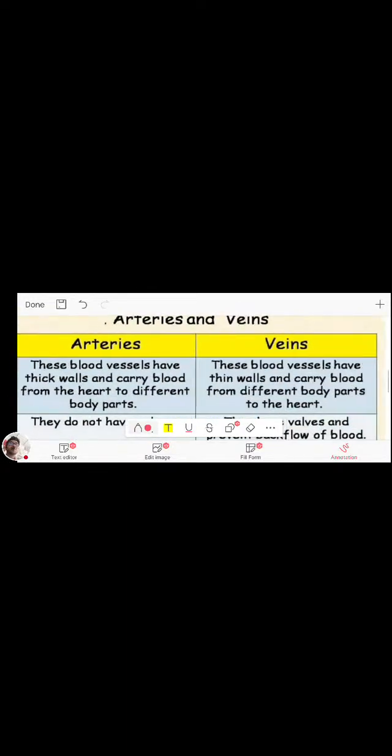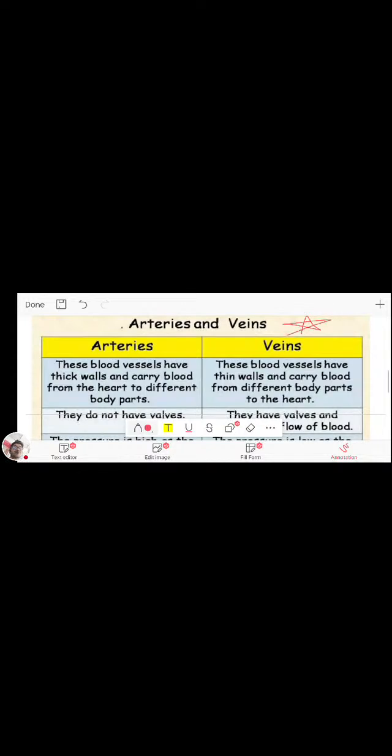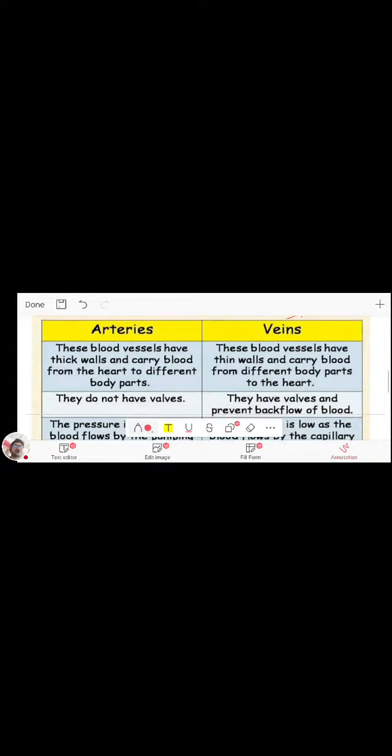Arteries and veins, this is also important, very much repeated questions from life processes. Difference between arteries and veins. Arteries and veins both are blood vessels, but arteries have thick walls and carry blood from the heart to different parts of the body.